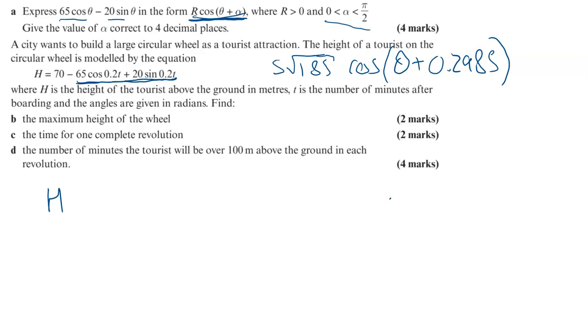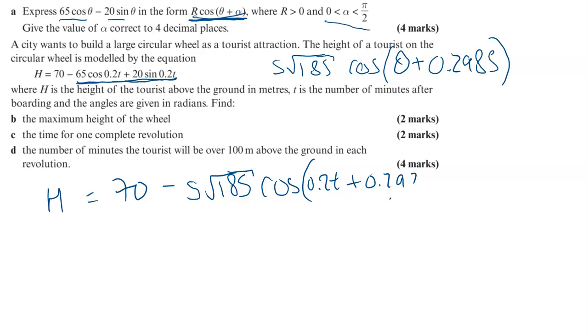So we can say that h equals 70 minus, and this whole thing is this whole thing, so minus 5 root 185 cos of 0.2t plus 0.2985. Right. h is the height, t is the number of minutes after boarding, and the angles are in radians. That's fine. Find the maximum height of the wheel. Okay, well, the maximum height of the wheel is going to be when this thing is a maximum.